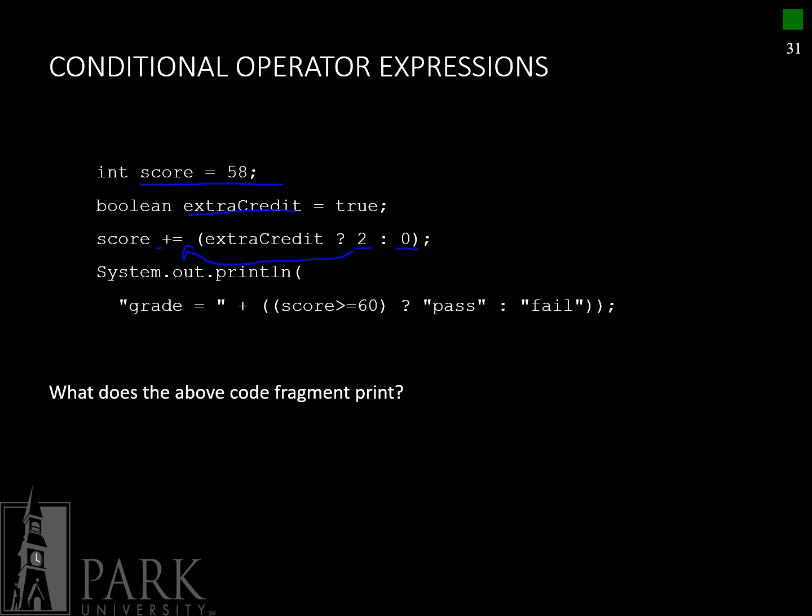And then we're going to print out grade equals, and if score is greater than or equal to 60, we're going to print out pass. And if score is not greater than or equal to 60, then we're going to print out fail. So in this case, we are going to print out pass because our score is 60, because we had 58 plus 2, right? And that gets stored into score. And then score is now equal to 60. And so that's going to meet the pass criteria. And so grade is going to be equal to pass.